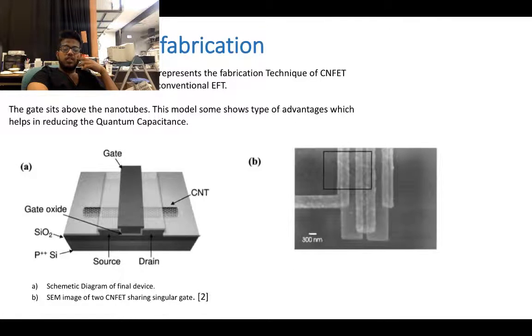This is the final product that you want: the carbon nanotube based field effect transistor. This is actually a SEM image. SEM is a scanning electron microscope, to give you a clear idea of how you can share a single gate. This strip is a single gate which is shared by two individual transistors. Again, this helps in integration and reducing the size of the device.